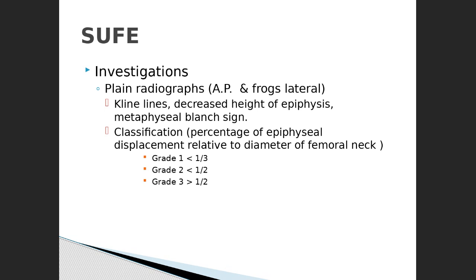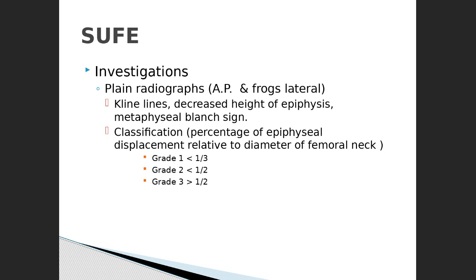Now, once you've done your examination, the next thing you want to do is your investigations. In getting your investigations, you want to get plain radiographs of both hips. First, an AP, and then what we call a frog's lateral. And I'm going to be showing you some important lines on the plain radiograph, one of which is Klein's line, which you're going to be looking for, because in a normal radiograph, Klein's line should cut off a bit of the femoral head, while in a slipped upper femoral epiphysis, it doesn't. In a slipped upper femoral epiphysis, you'll also notice that there's a decreased height of the epiphysis, and there's also what we call a metaphyseal blanch sign.